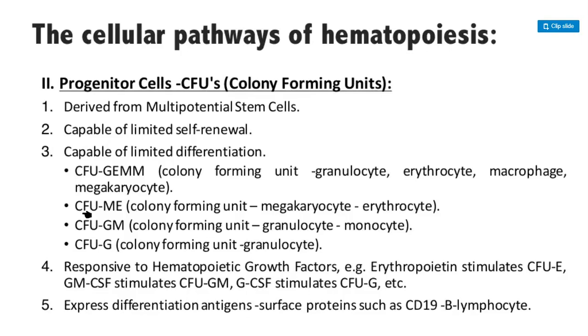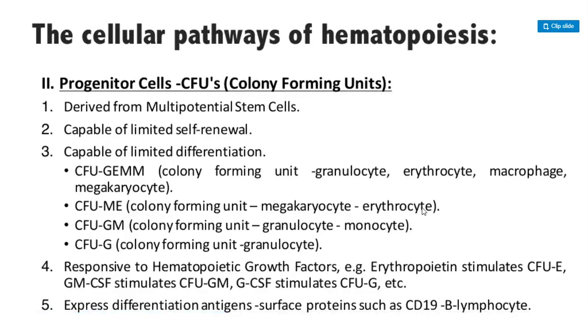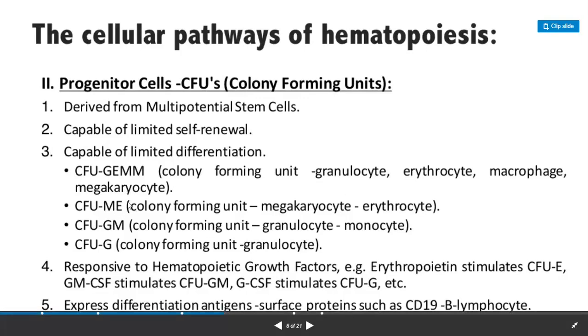CFU-ME, because that is the only one that can give rise to erythrocytes. If they say, for example, which of the following progenitor cells can give rise to megakaryocytes or can give rise to platelets, which of the following can give rise to platelets? A, CFU-ME, B, CFU-GM, C, CFU-G. The answer would be CFU-ME, because we said that megakaryocytes will give rise to platelets. So only these progenitor cells can give rise to this.